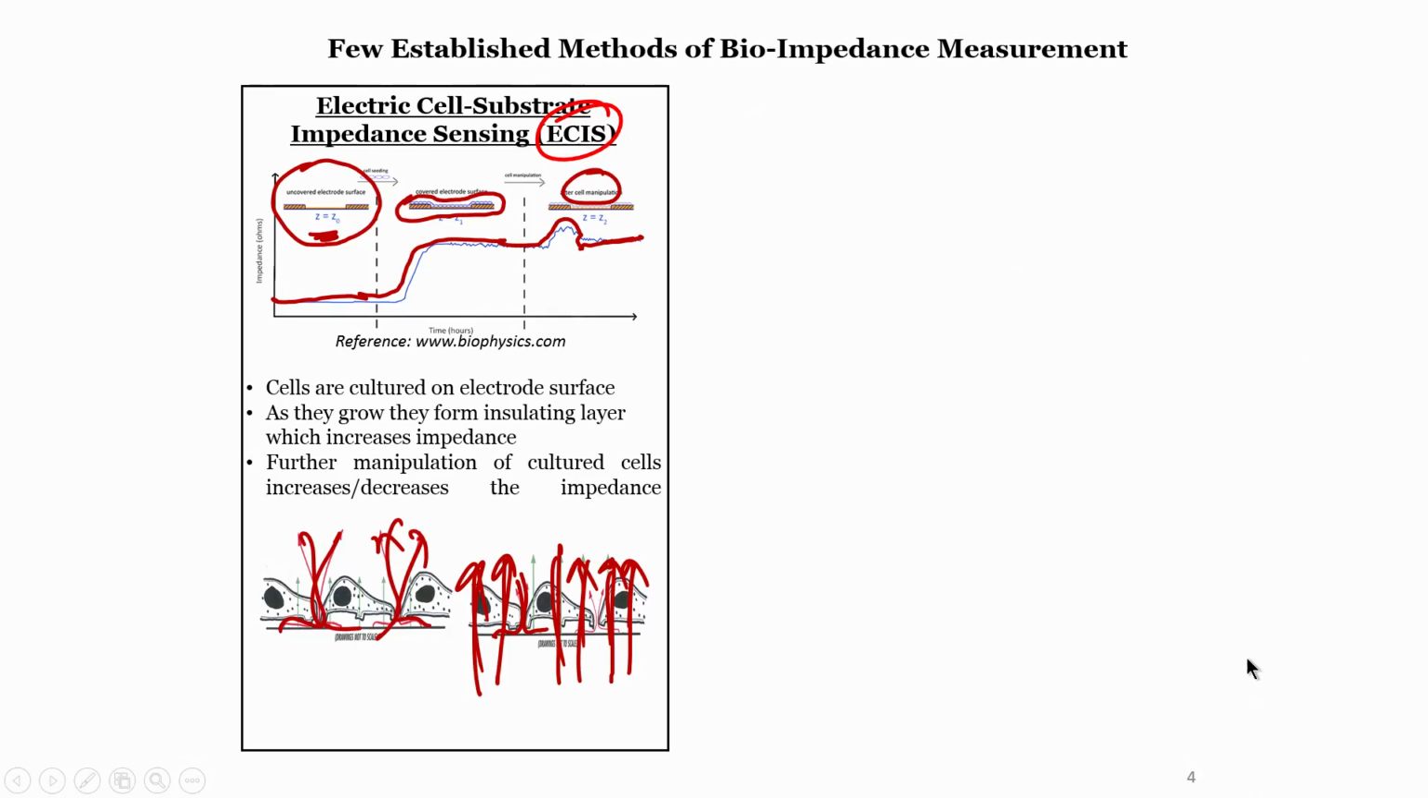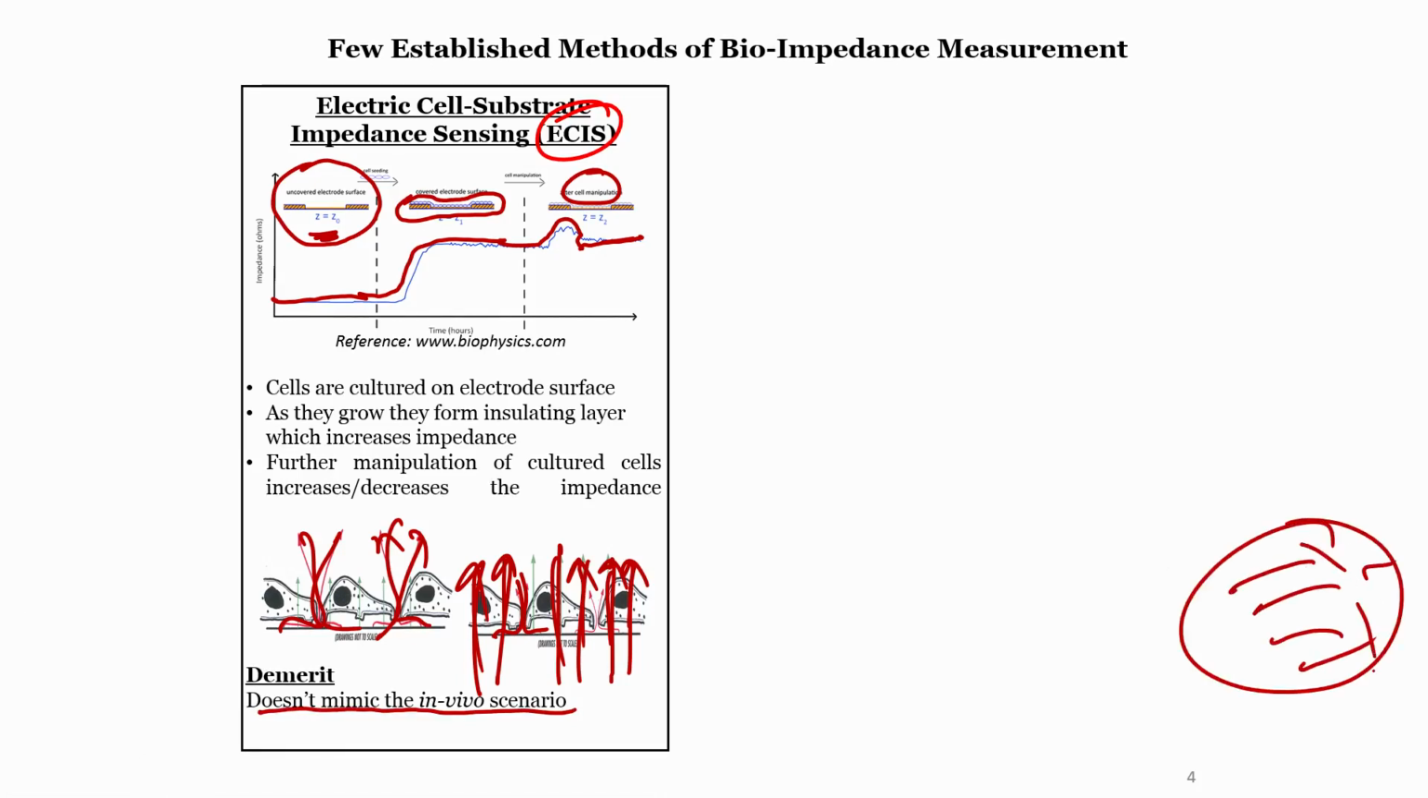It is available in the market, and many labs use this for different applications. Seeing confluence is one application that I talked about, and there are a lot of other applications. Now what is the demerit with such a system? As we have seen, it is a 2-dimensional culture of cells, but in the actual scenario the tissue is 3-dimensional, right? So we are not actually measuring that. That is why it does not mimic the in vivo scenario.